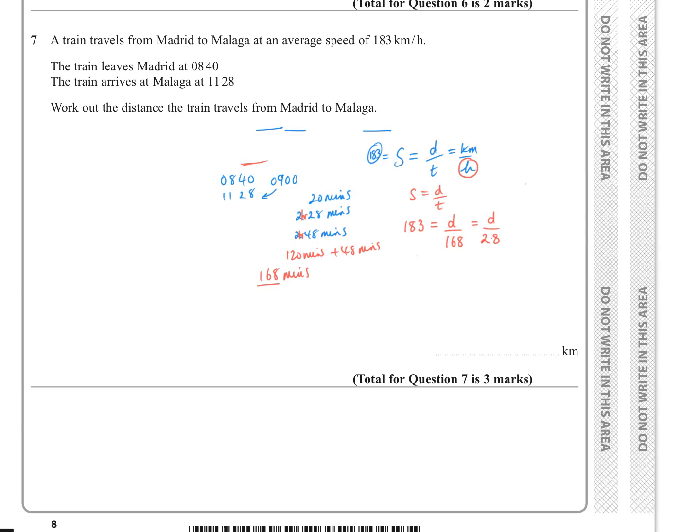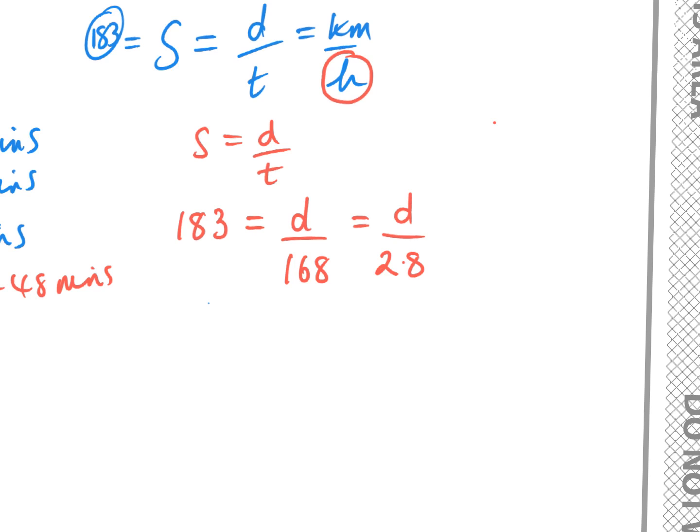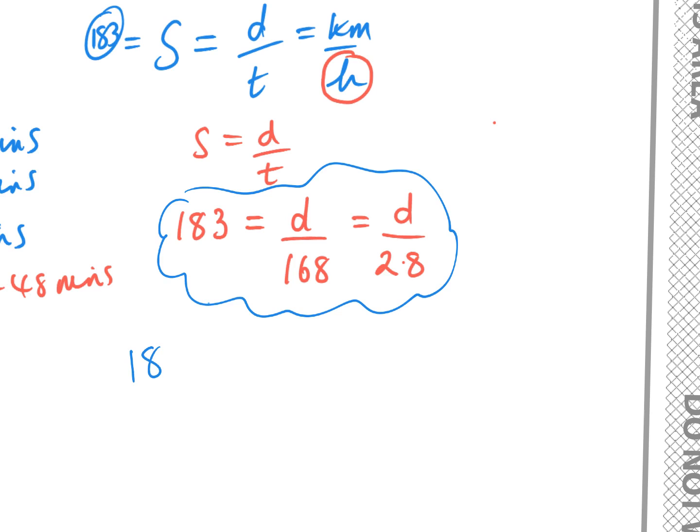So what do we need to do from here? Well, if we look at our units here, if I write this out again, that will be 183 kilometres per hour, and this was always in kilometres. This, however, was minutes, and now this is what we wanted in hours. So we've got D, which is in kilometres, over 2.8 hours.